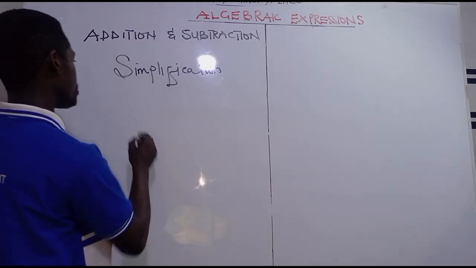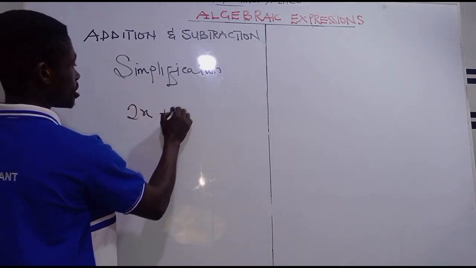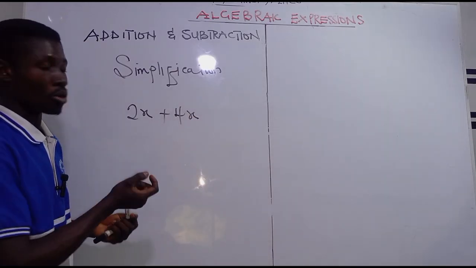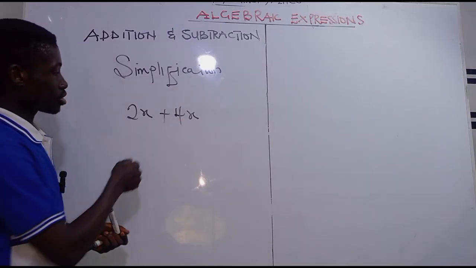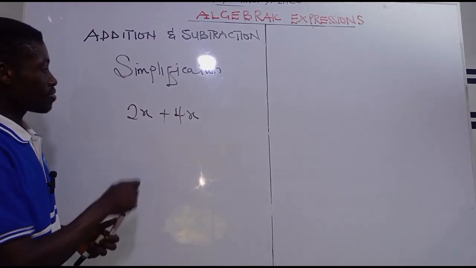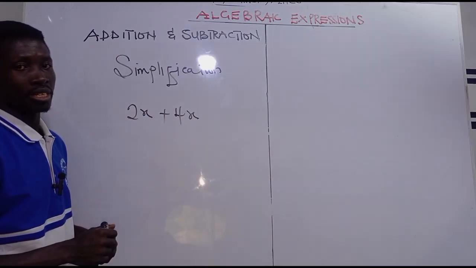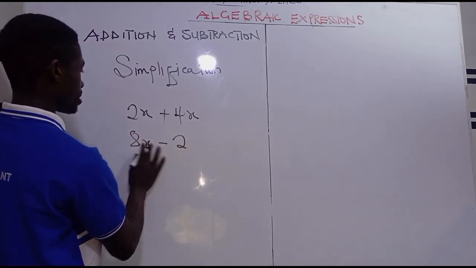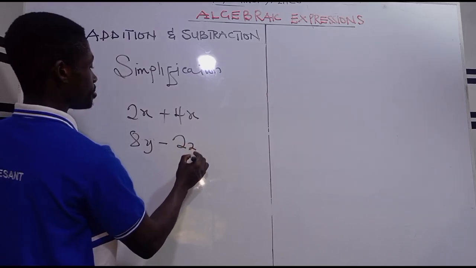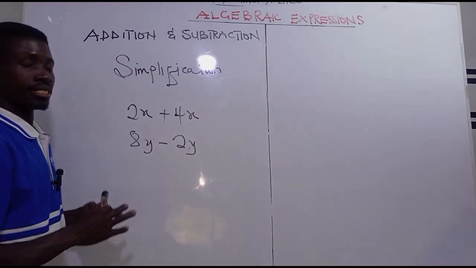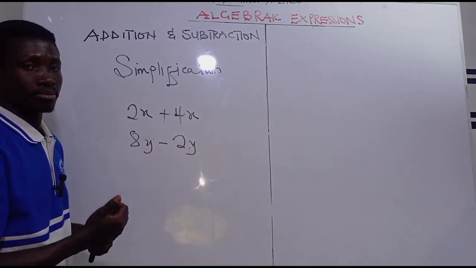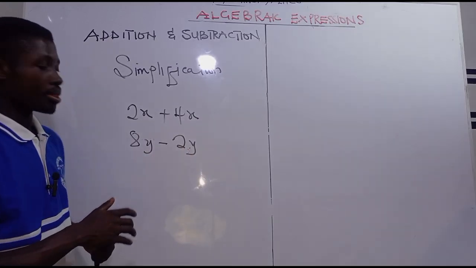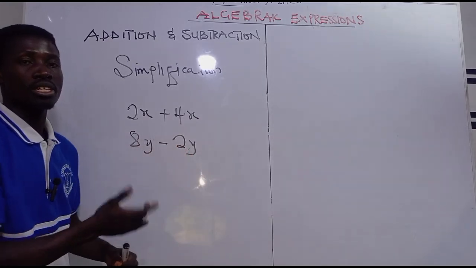So when you have 2x plus 4x, these two terms are like terms because they have the same variable factors, which is what? x and then x. Therefore, these two terms can be added together. Similarly, when you have, let's say, 8x minus 8y minus 2y, these two terms are like terms. Why? Because they have the same variables, which is y and then y. Therefore, we can subtract these two terms together.